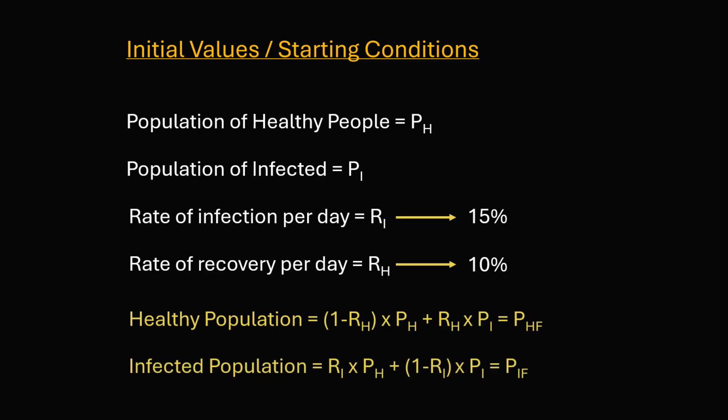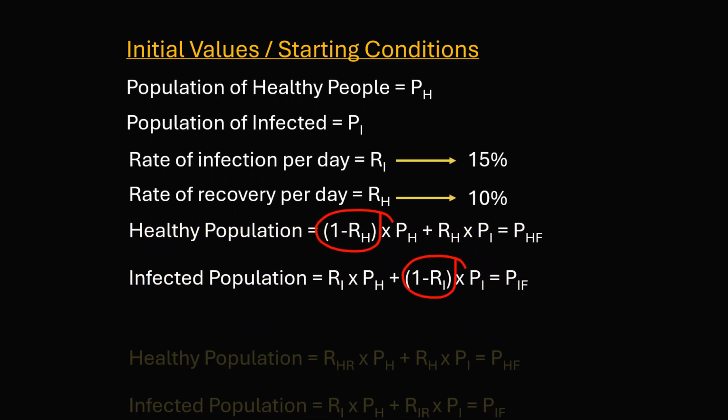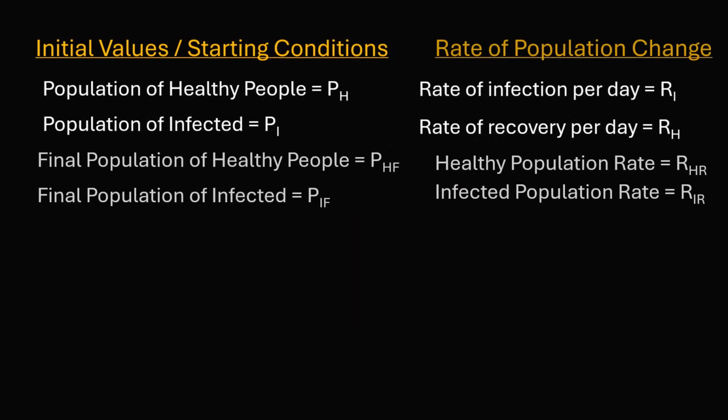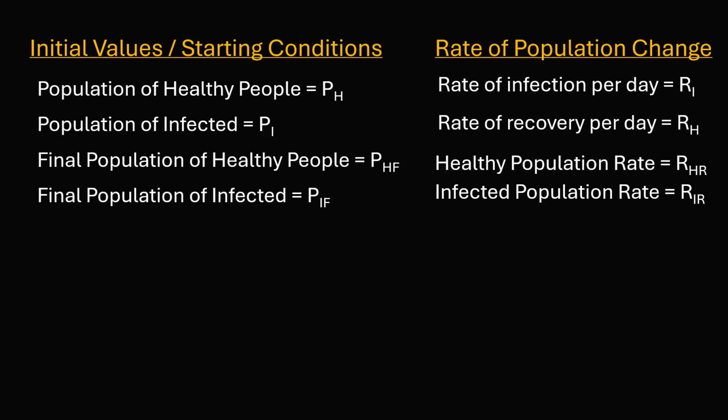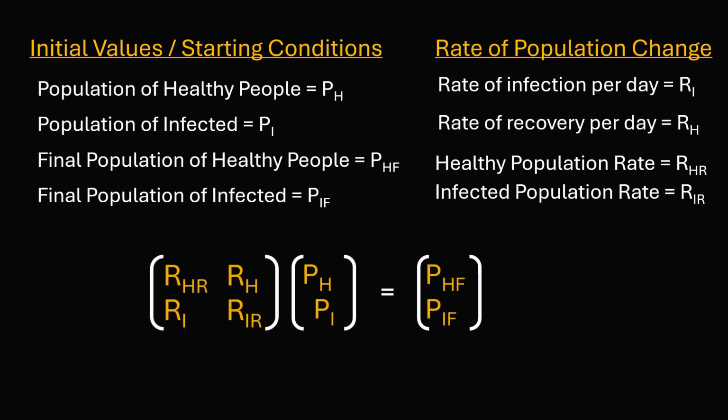Now pHf and pIf are the healthy population and infected population. And these population numbers will change every day because people will keep getting infected and some will recover. To further polish the equations, I can write the equations as this, where Rhr is 1 minus Rh and Rir is 1 minus Ri. So healthy population rate is Rhr and infected population rate is Rir. And the matrices will now look like this with the variables.